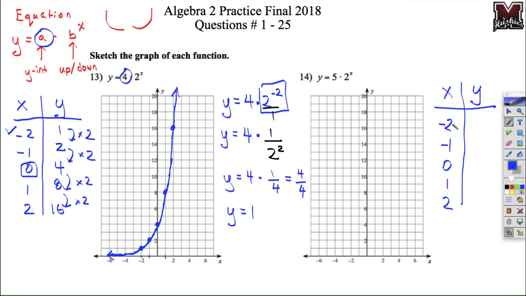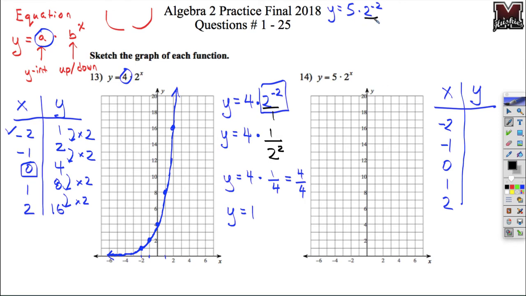Okay, so we need to plug in negative 2. So I'm going to do my work up here. I think I have a little bit of room up here. It's going to get a little bit messy, but it should be fine. So y equals, I'm rewriting this problem, 5 times 2 to the power of x. Well, x now is negative 2, so to the power of negative 2. Okay, let's deal with this 2 to the power of negative 2 first.